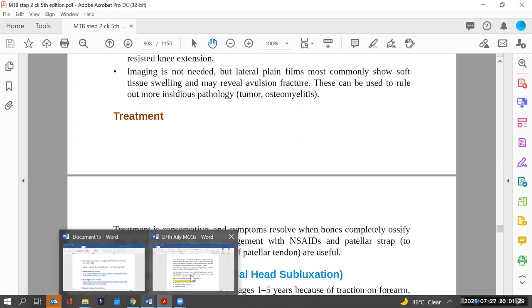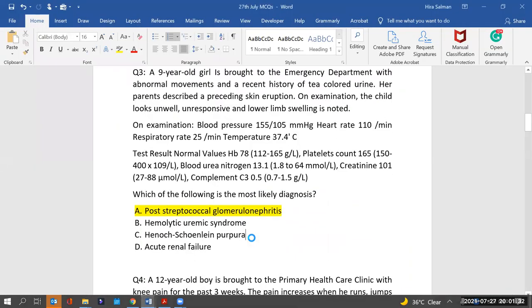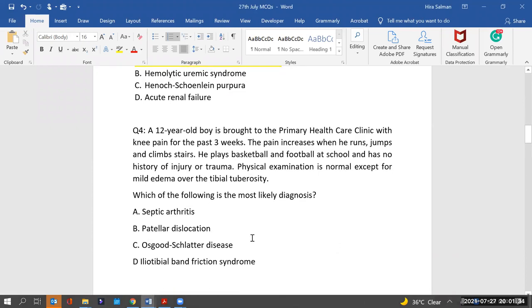So let's have a look at the questions. Here it says, a 12-year-old boy, look at the age of the patient, is brought to the primary healthcare clinic with knee pain for the past 3 weeks. The pain increases when he runs, jumps, and climbs stairs. He plays basketball and football at school, so he's athletic and has no history of injury or trauma. Of course, there will not be any history of trauma, but because of repeating stress again and again, he must have this problem.